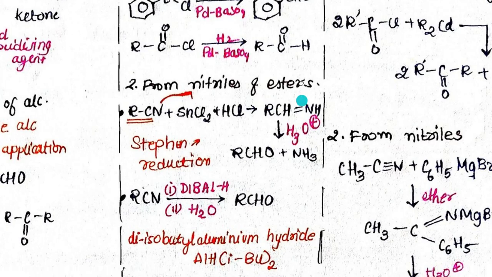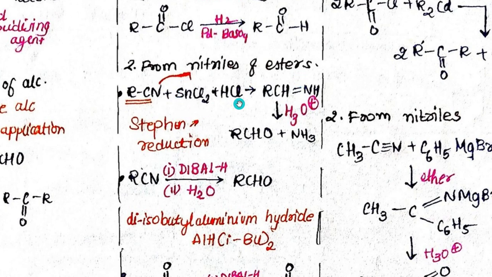Second, from nitriles and esters: RCN plus SnCl2 plus HCl will give us RCH double bond NH. And this on reaction with H3O plus will give us RCHO plus NH3, and this reaction is known as Stephen reduction. Why reduction? Because as you can see, to RCN we are just adding hydrogens. First I added a hydrogen to C and a hydrogen to N, and it became RCH double bond NH. Again, reacting with H3O plus, this O goes to RCH and completes RCHO, and those hydrogens go to NH.